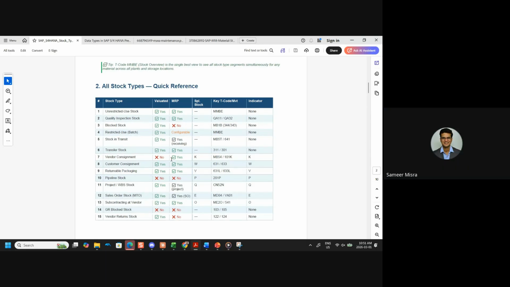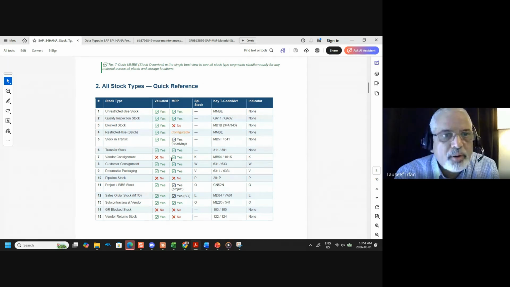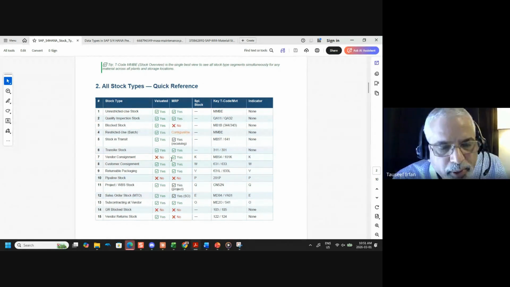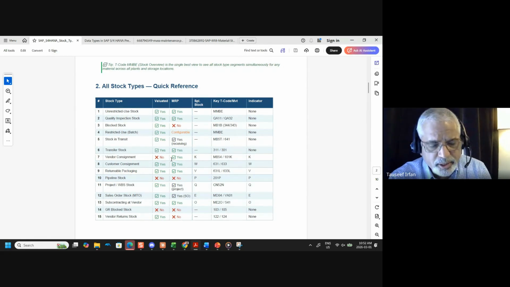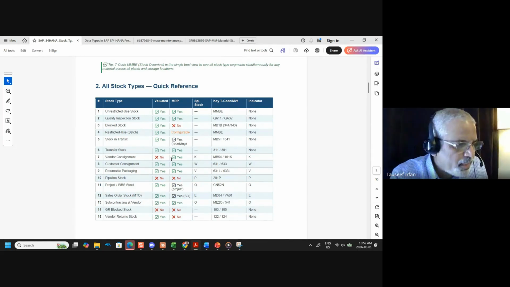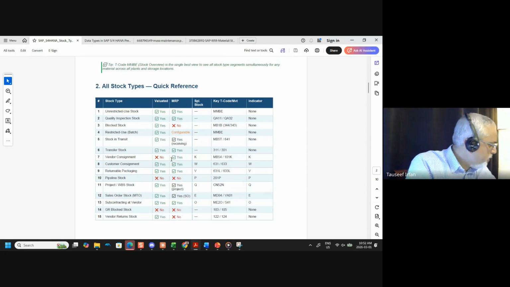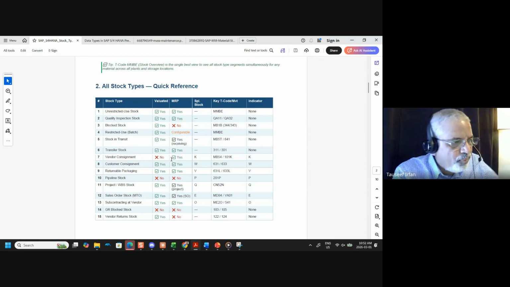Because it is not part of your inventory and will not show up in your balance sheet. Very good. Because the ownership has not been transferred from the supplier to the company. It still is sitting in the balance sheet of the supplier. So that's why it's non-valuated.